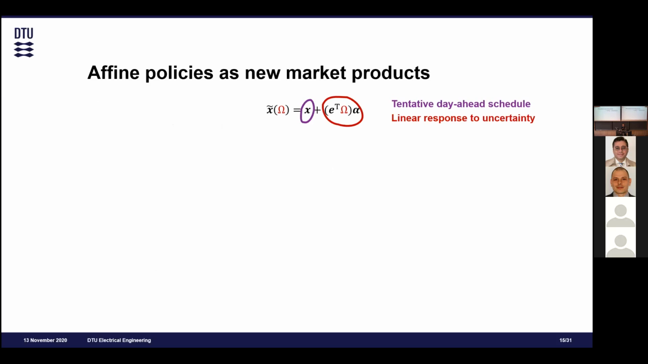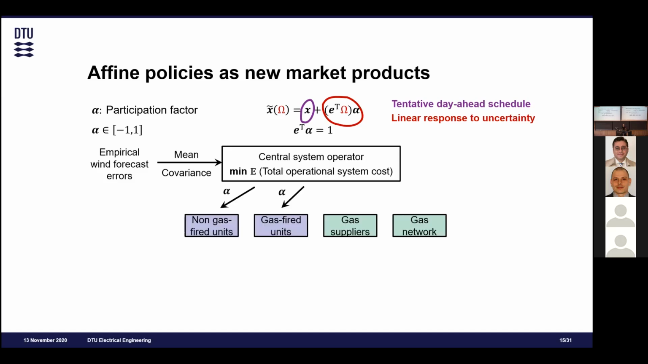uncertainty, which is modeled as a function of the uncertainty omega and participation factor alpha. And this participation factor alpha determines the share each flexible unit provides towards the mitigation of uncertainty, so that the response to deviations because of the wind power forecast error is divided among flexible assets according to participation factor alpha. So now the central system operator assigns both the tentative day-ahead schedule and affine policies to flexible assets.